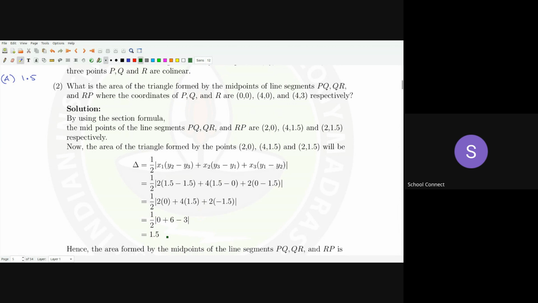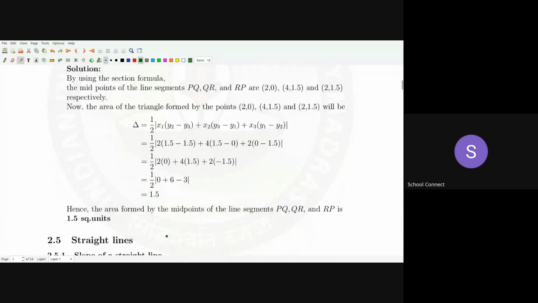Now by looking at this, it may look easy, but try this out. Is 2, 0 correct or not? Check. Is 4, 1.5 correct or not? Check it. Is 2, 1.5 correct or not? Then substitute it and simplify this. Simplify these things also. And finally check whether you are getting 1.5 square units or not.